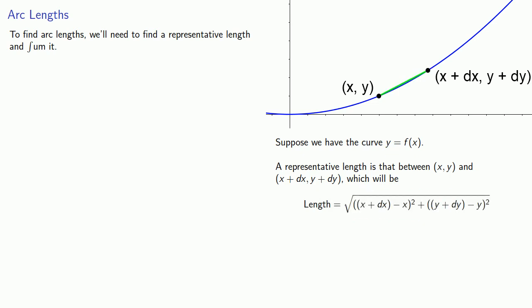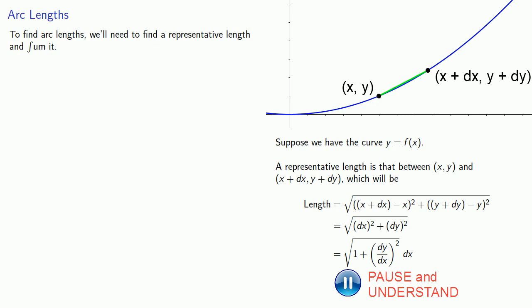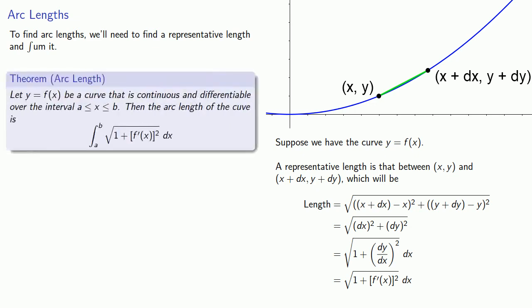And even though it isn't a fraction, part of the reason why the dy dx notation is useful is that it reminds us of things that we can do. In this case, we can rewrite this expression. We'll factor out a dx squared. Or, since dy dx is the derivative of our function, we have our expression for the representative length of the arc. We can then sum this over the entirety of the curve. And this gives us our theorem.